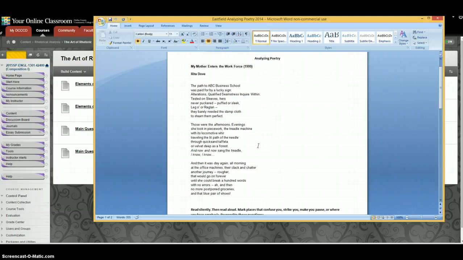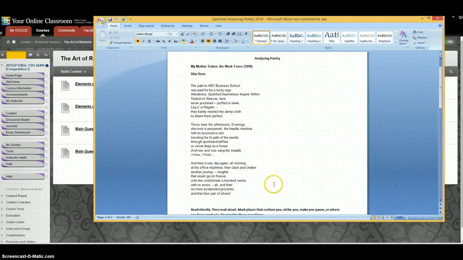Those were the afternoons. Evenings she took in piecework, the treadle machine with its locomotive whir, traveling the lit path of the needle, through quicksand taffeta, or velvet deep as a forest. And now, sang the needle, the treadle, I know, and then it was day again. All morning at the office machines, their clack and chatter, another journey, rougher, that would go on forever, until she could break 100 words with no errors. And then, no more postponed groceries, and that blue pair of shoes.